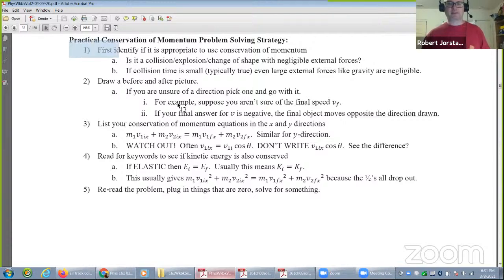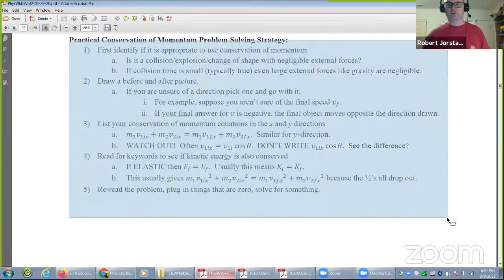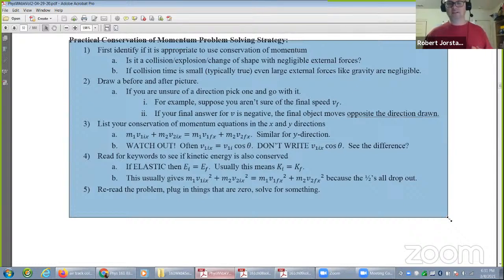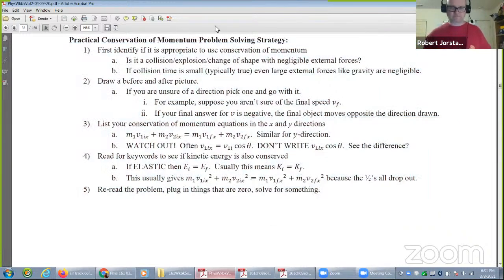This is a practical guide on how to solve problems, what you need to do when you're doing a problem. You draw a before and after picture, you pick something, you write down this equation. If it says elastic somewhere in it, or if it implies energy is conserved, then you could do energy equations. Okay, plug in some stuff, do some work. All right. Whew. Pretty intense, right?